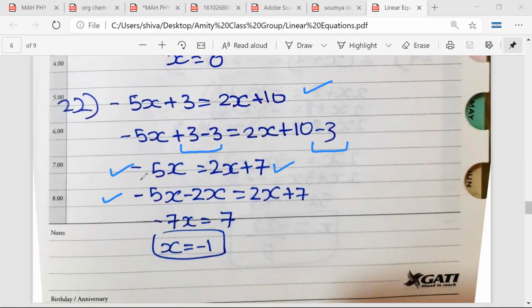यहाँ कुछ गड़बड़ है. This minus 5x is equal to 2x plus 7. Then you subtracted minus 2x from both sides. So I can see a minus 2x here, but I don't see a minus 2x here. Sanvi, have you understood? Oh yeah. Yeah.